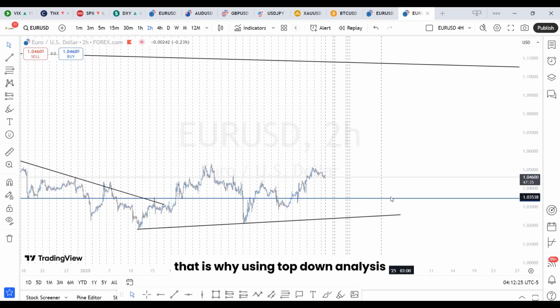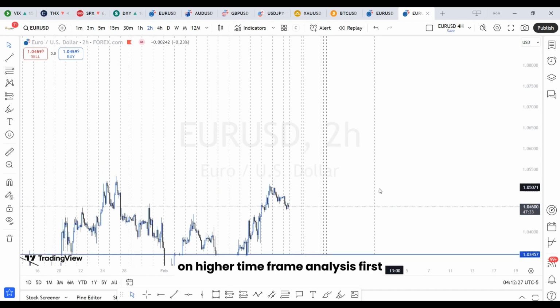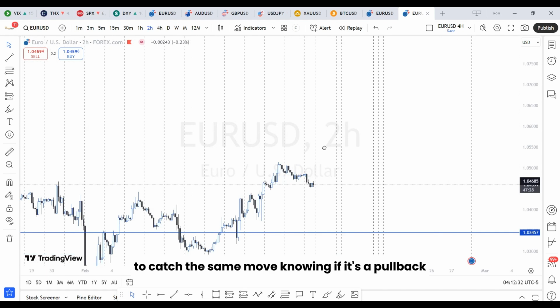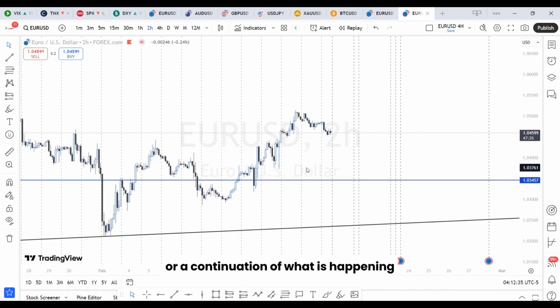That is why using top-down analysis, trying to know what is happening on the higher time frame analysis first, then going down to the lower time frame to catch the same move, knowing if it's a pullback or a continuation of what is happening on our higher time frame bias, would help you to get high probability trades. So if your trading strategy was winning 60% of the time, you can move your win rate to 70%, 80% by simply doing top-down analysis and trying to trade along with the higher time frame bias all the way down to the lower time frame or the entry time frame bias.